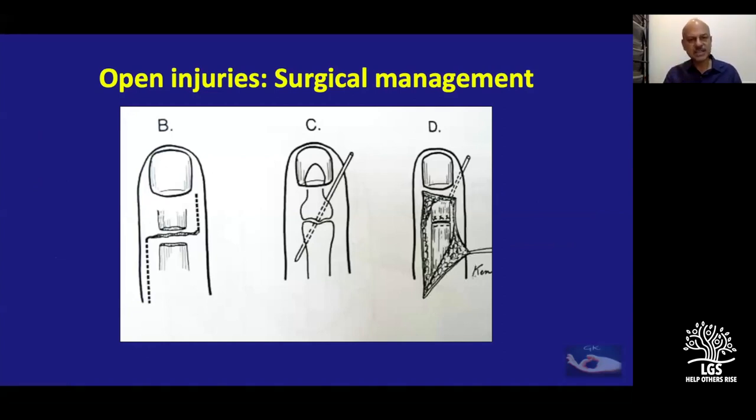Most of the surgical procedures include the step of passing a wire, a 1 mm K wire, through the distal interphalangeal joint, maintaining the distal interphalangeal joint in either neutral position or minimal hyperextension. It is not necessary to pass it in this oblique fashion. It can be passed straight also so that it allows the tendon to heal with a good scar.